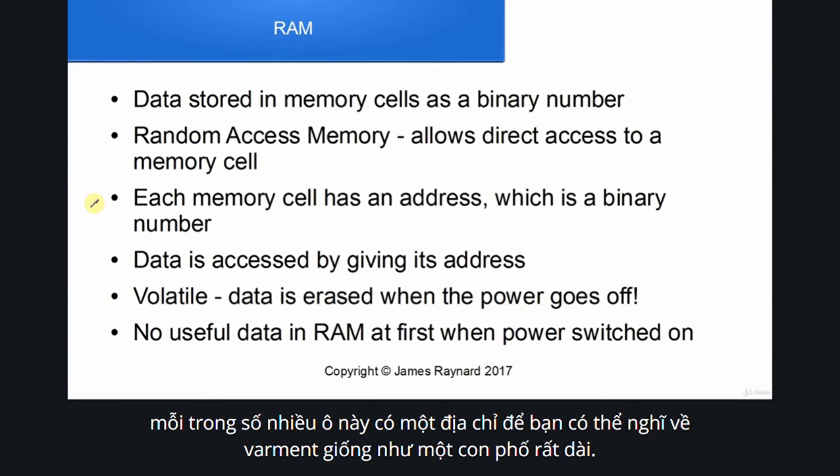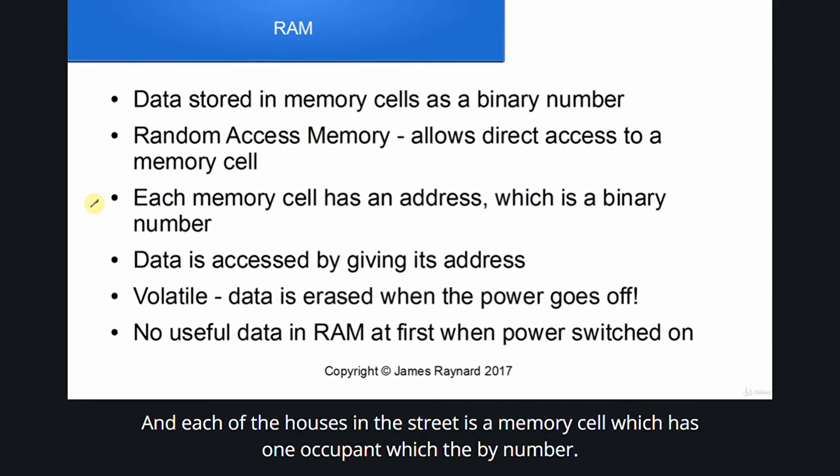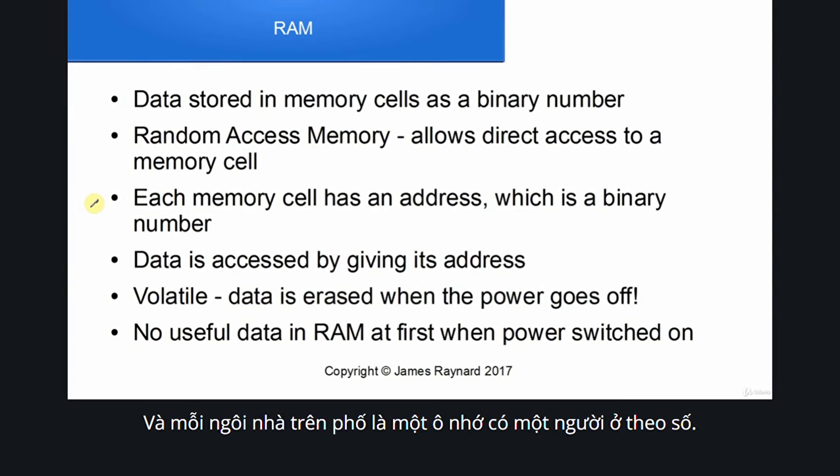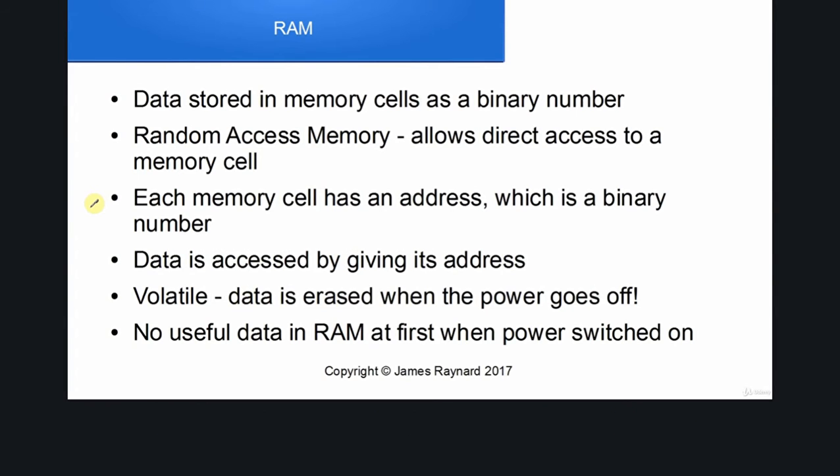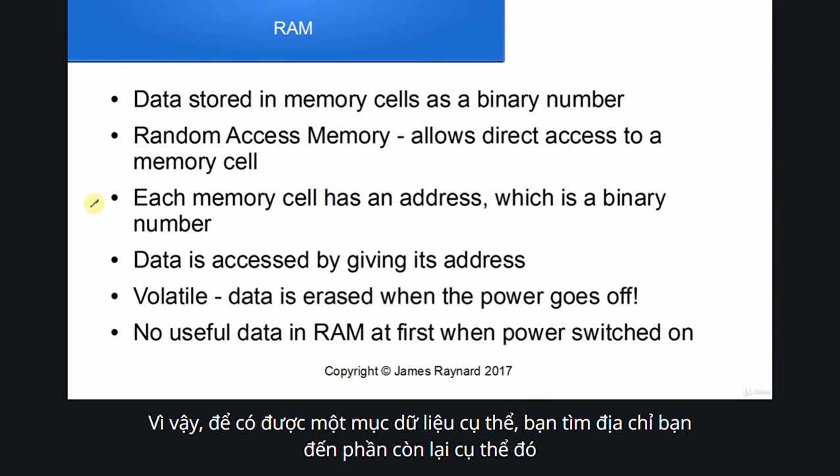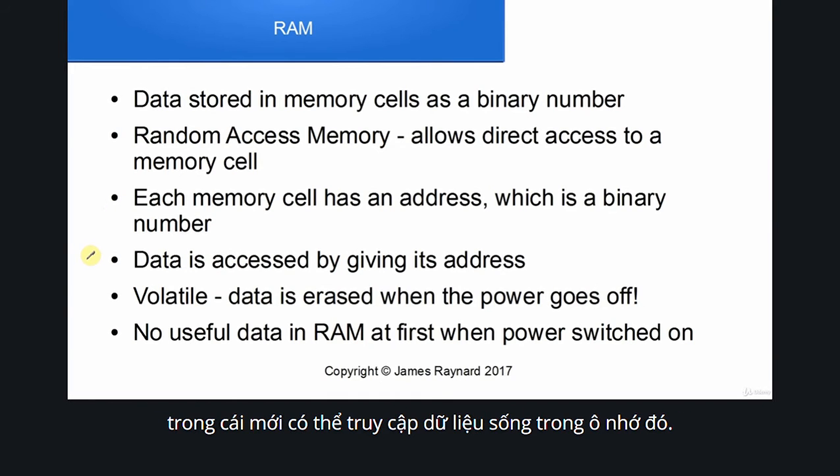Each of these memory cells has an address, so you can think of RAM as being rather like a very long street, and each of the houses in this street is a memory cell which has one occupant, which is a binary number. So to get to a particular item of data, you look up the address, you go to that particular address, and then you can access the data which lives in that memory cell.